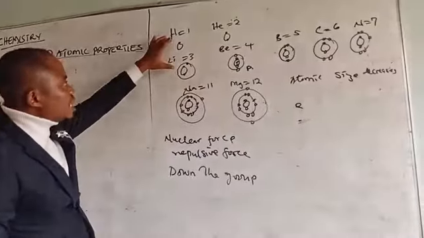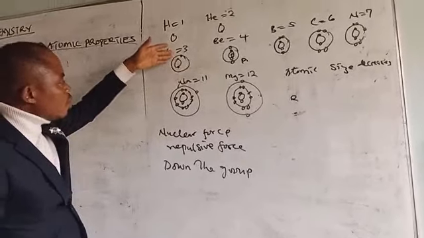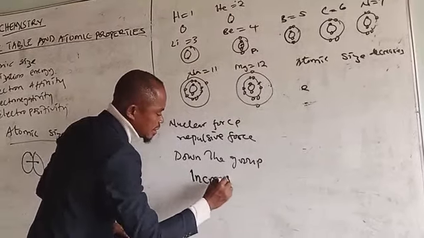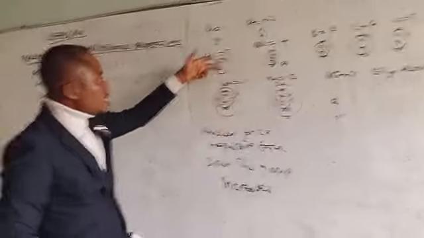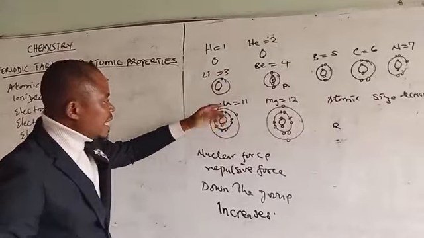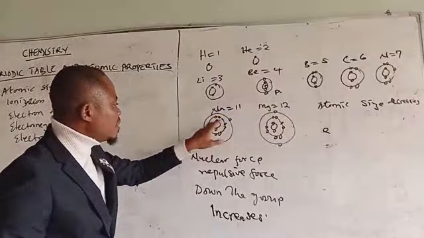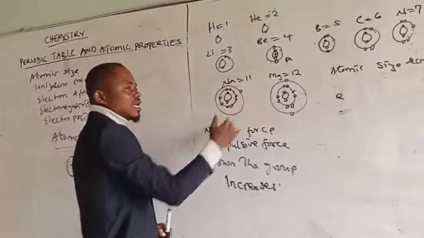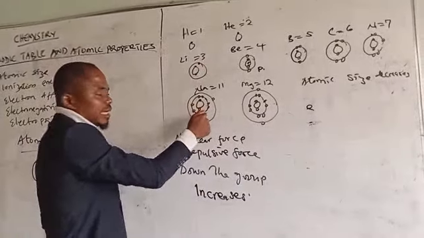And because of that, as we move down the group, you see that the atomic size will increase. Down the group, atomic size increases. And this is because as we move down, even though the nuclear force is increasing, the effect of the nuclear force is not that felt because of internal screening and the repulsive forces of the electrons stopping the nuclear force from getting across to the outermost shell. And the number of shells as they are increasing, the more the internal screening. So the internal screening here will be less than the internal screening here.